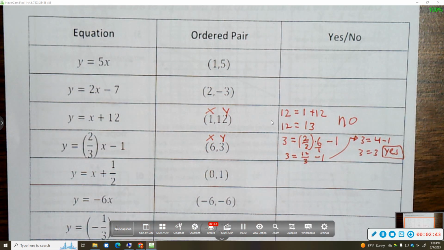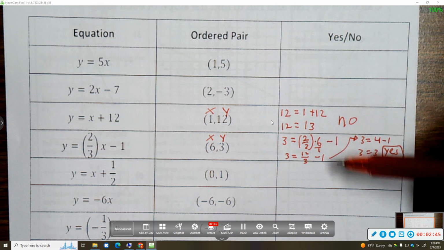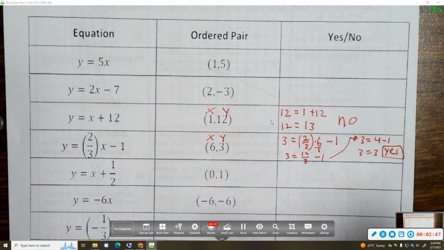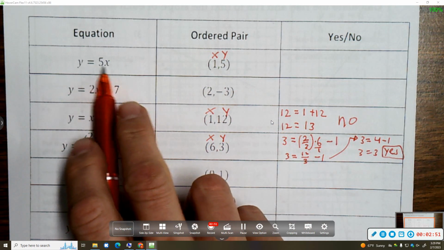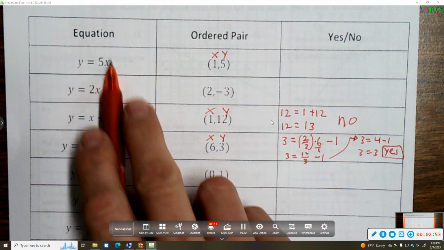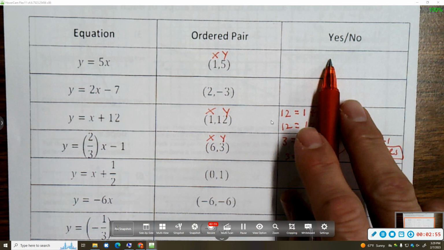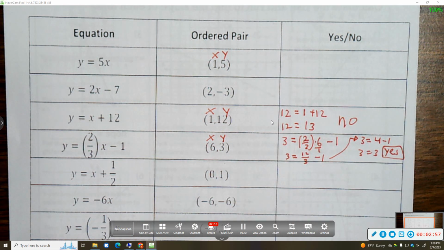But when I check your work, make sure you show all of the steps for every single one of them. Again, just plug in x and y into that there. That's 5 times x. And see if they're equal. If they're equal, then the answer is yes. If they're not equal, then the answer is no.